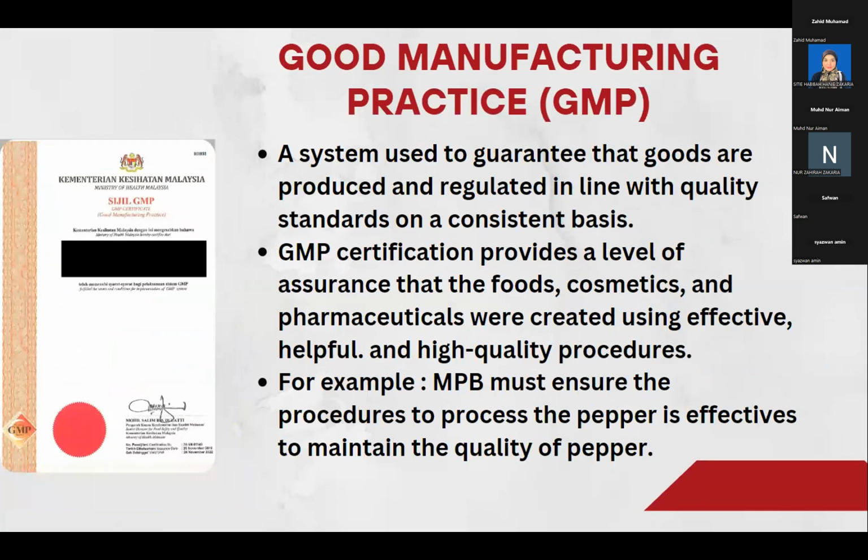Next is good manufacturing practice, GMP, a system used to guarantee that goods are produced and regulated in line with quality standards on a consistent basis. Good manufacturing practice certification provides a level of assurance that the foods, cosmetics, and pharmaceuticals were created using effective, helpful, and high quality procedures. For example, Malaysian Paper Board must ensure the procedures to process the paper are effective to maintain the quality of paper.